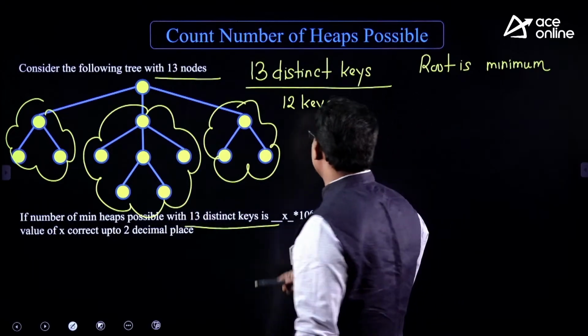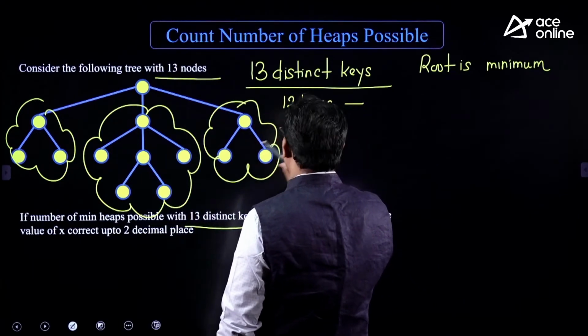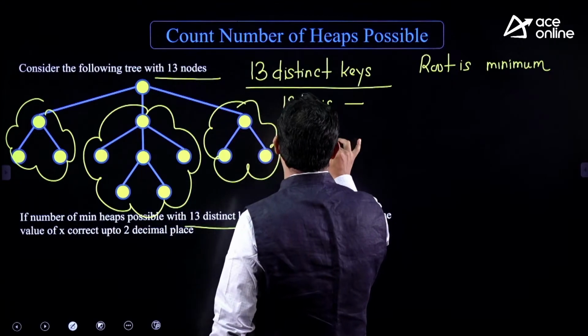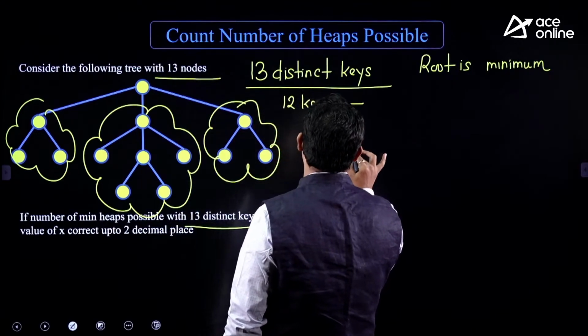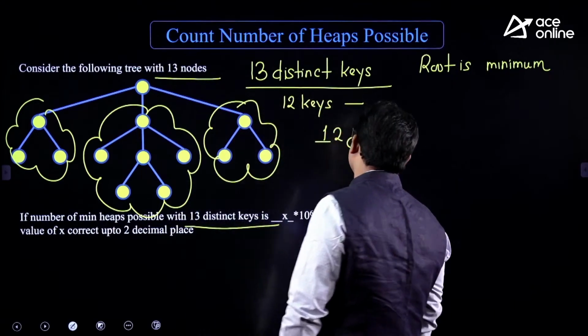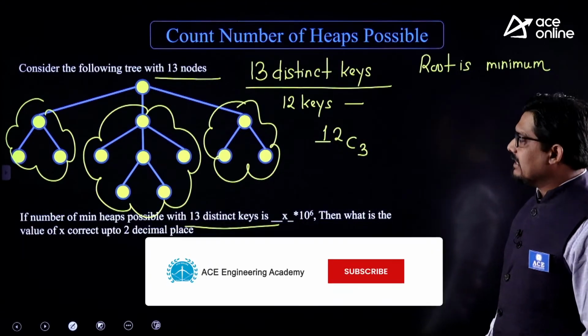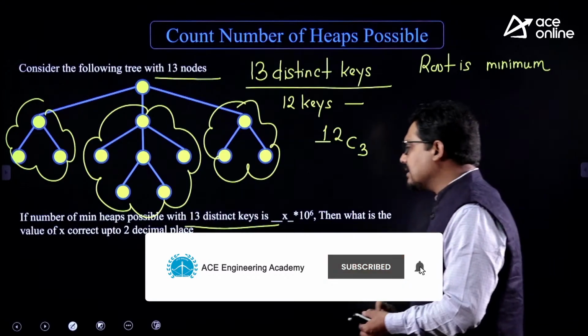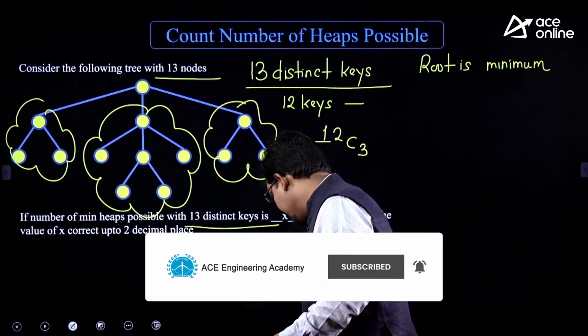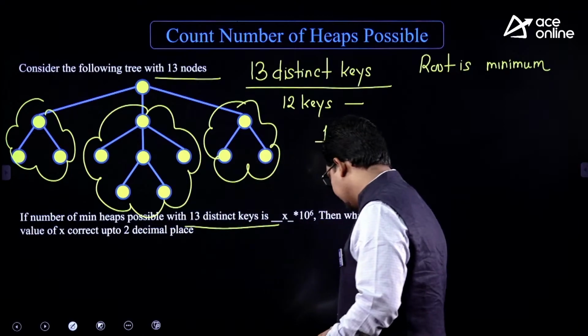So now this is a selection problem, and I can go for the first subtree. I can select this value in 12C3 ways. Among these 12 keys, we can select the 3 keys in how many ways? 12C3 ways.